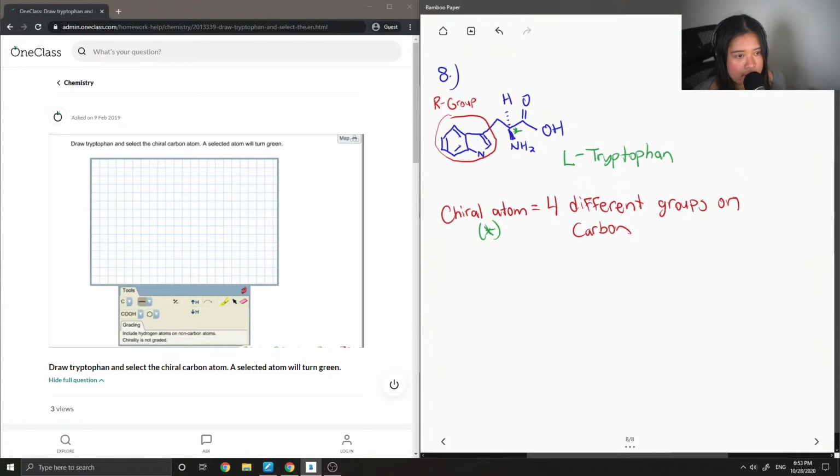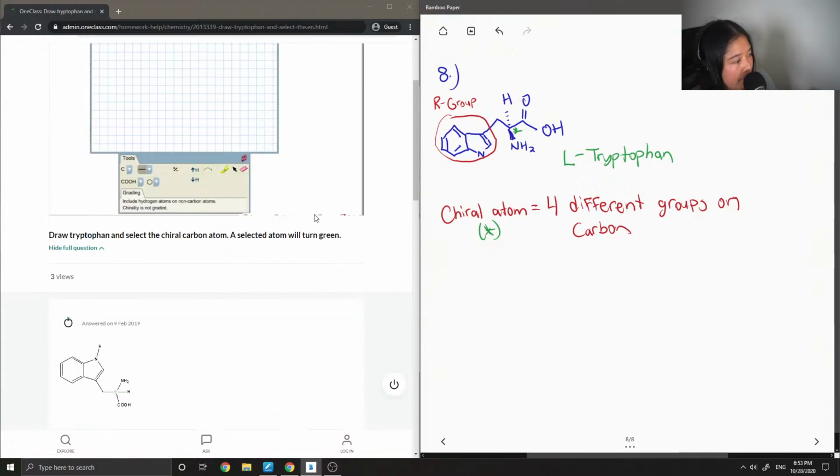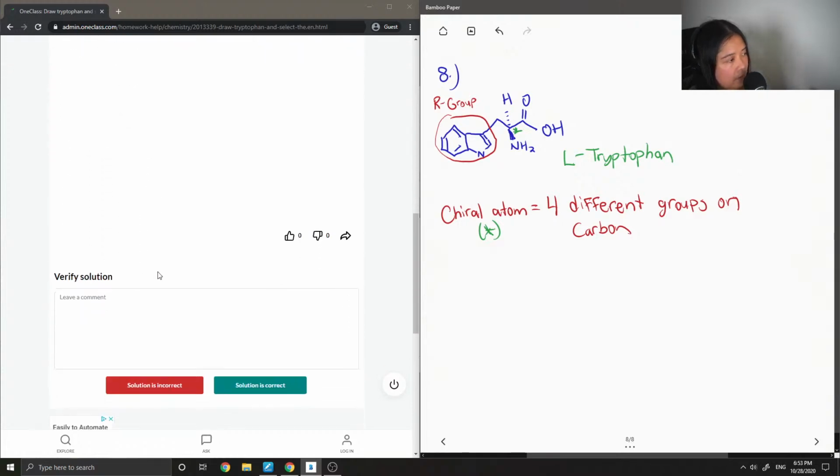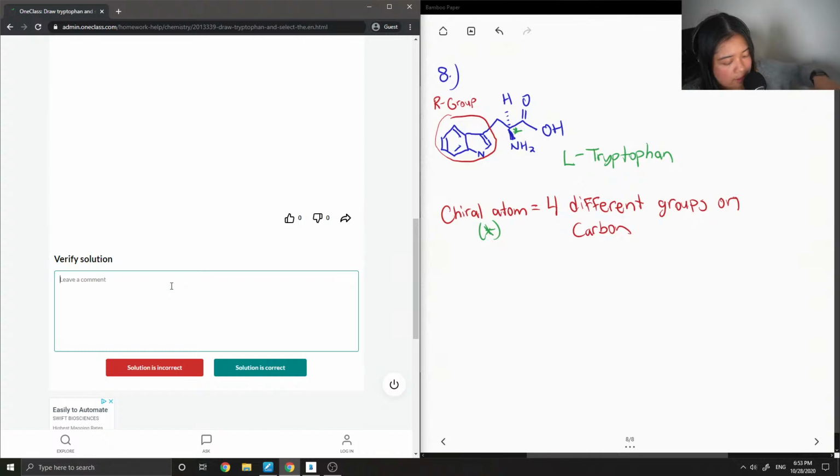And let's see the answer from our junior tutor. Okay, so they have the carbon that is in green. They have NH2, the COOH, the hydrogen, and then they also have the tryptophan R group. So this solution is correct.